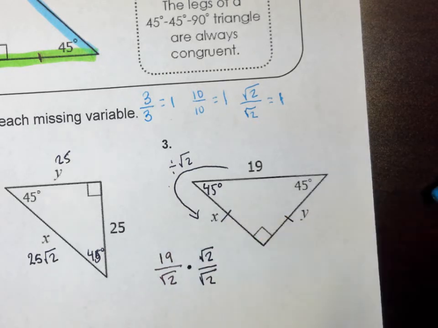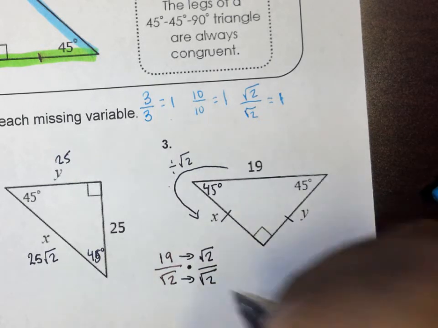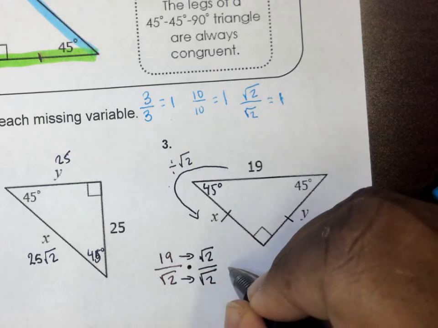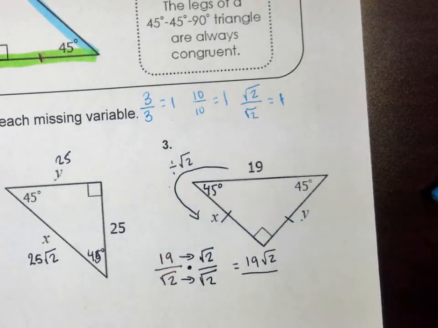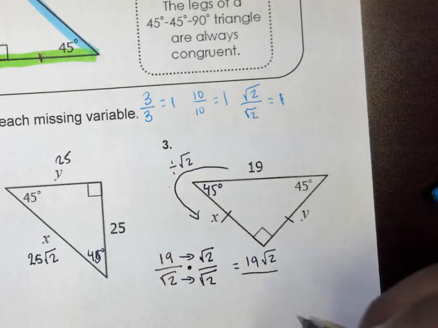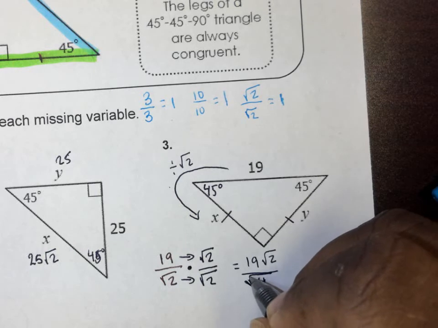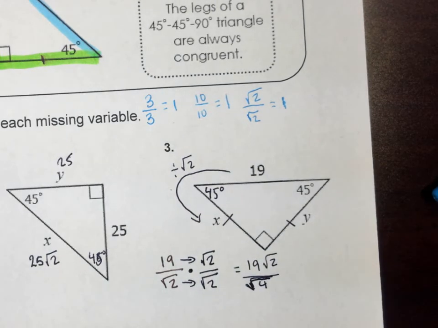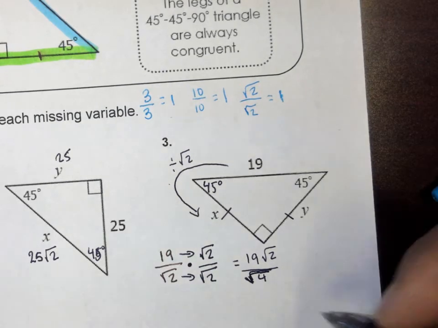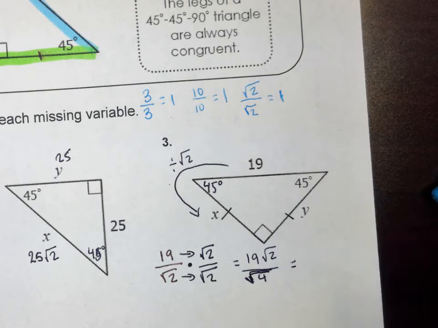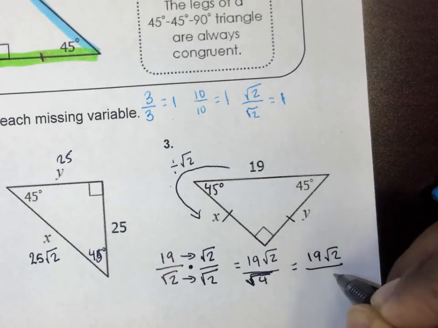So when you're multiplying, you understand you multiply straight across. On top is 19 times square root 2, which will give me 19 square root 2 on top. On the bottom, it's square root of 2 times square root of 2, which would be square root of 4. And now I have square root of 4 on the bottom. On the bottom, I can take the square root of 4. What is the square root of 4? 2. So now I get 19 square root of 2 over 2.